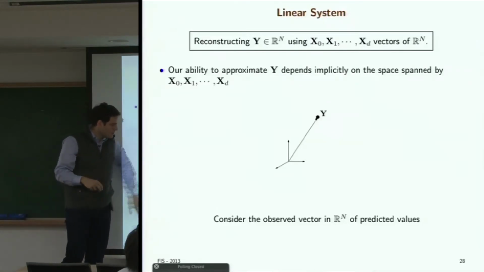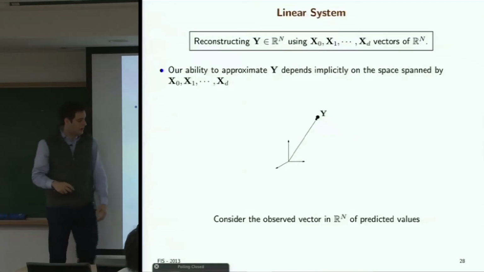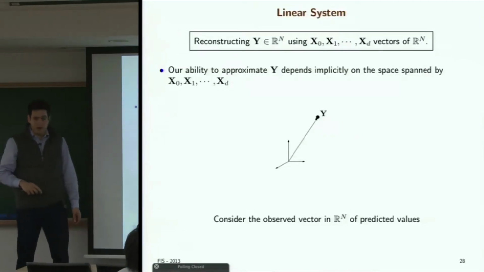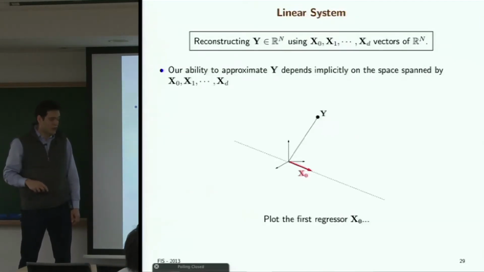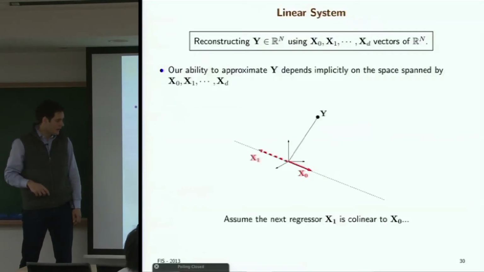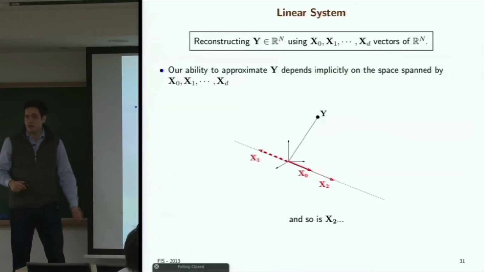Suppose this is just a schematic drawing. Suppose y is somewhere here. Suppose x0, the constant vector, is here. And suppose that x1, x2 are somehow collinear to x0.